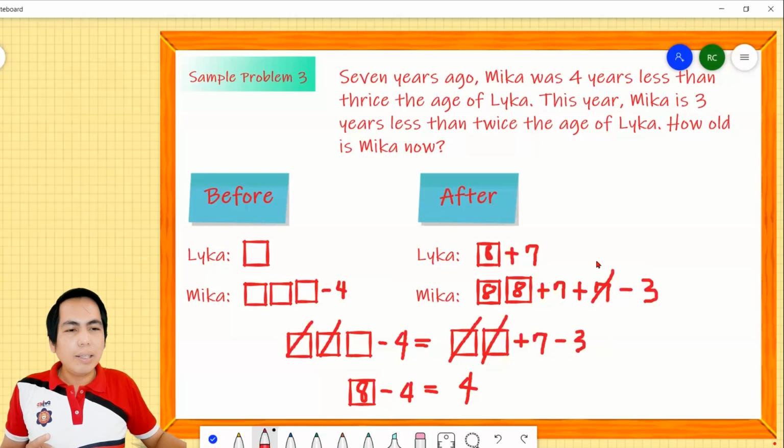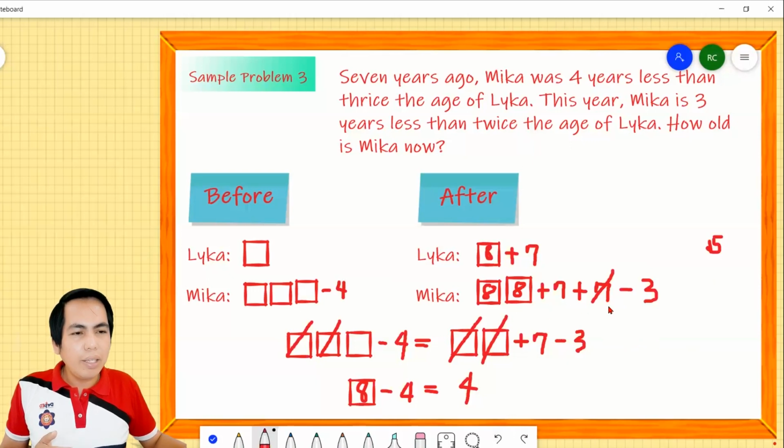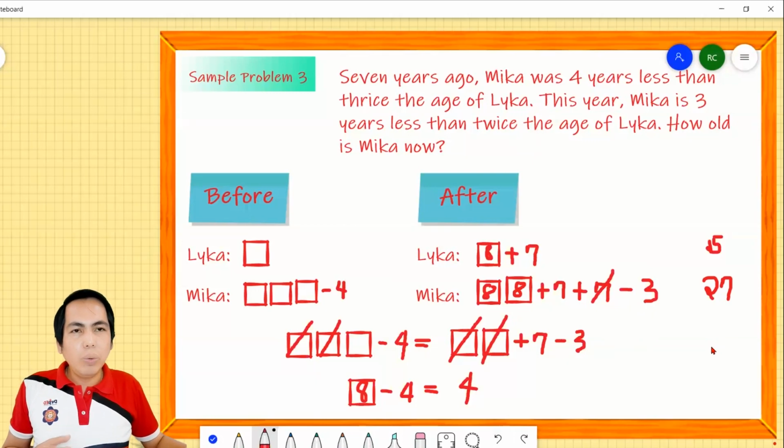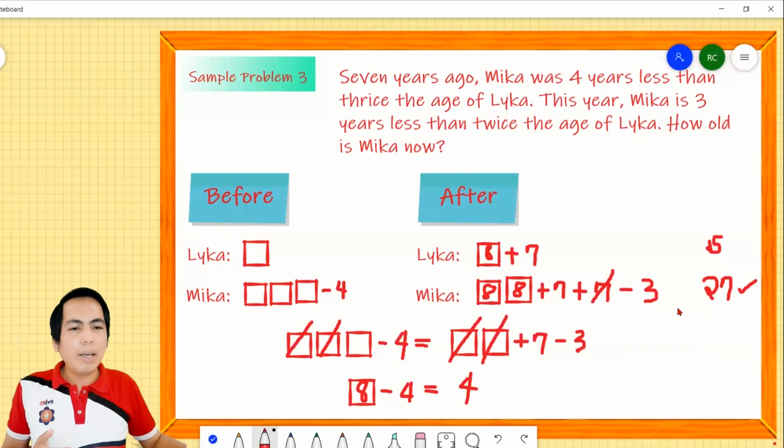So meaning to say that Laika is 15 years old. Mika is 8 plus 8 is 16 plus 7 is 23 plus 7 is 30 minus 3 is 27 years old. So let us check if when we multiply the age of Laika by 2 and then less 3 will give us 27. So 15 times 2 is 30 minus 3 is 27. So check. So our answer is correct, that Mika is 27 years old now.